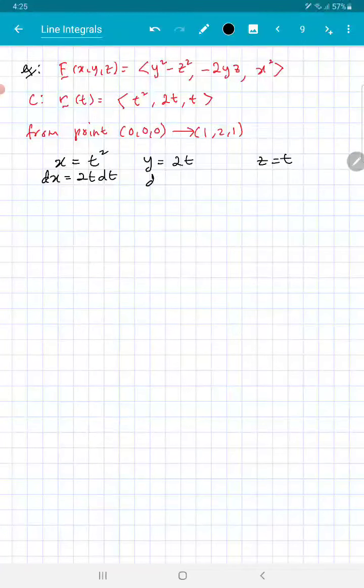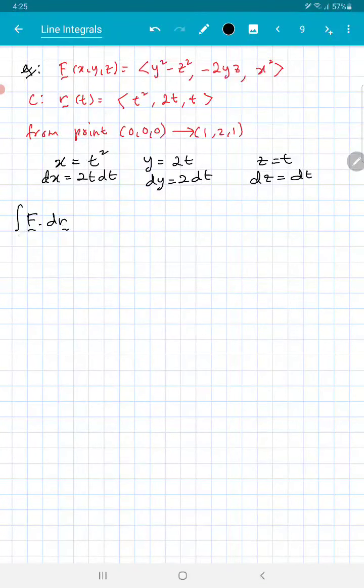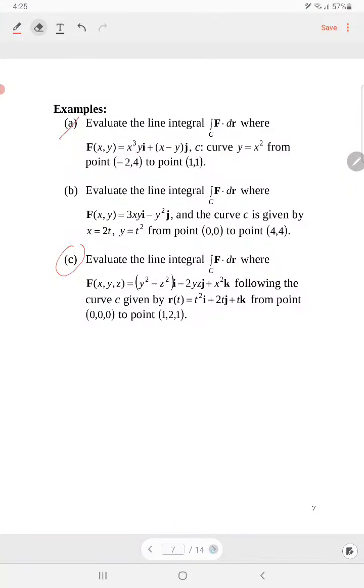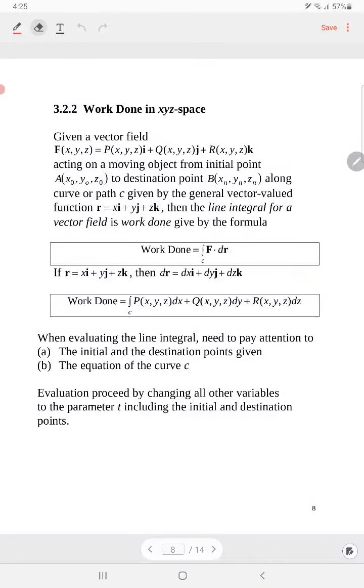Differentiate y, we get dy is 2 dt and dz is dt. Okay, we want to evaluate F dot dr over curve C. So this is in 3D, which means that we need to use this. So this is our F dot dr. So F dot dr will be reduced to this.